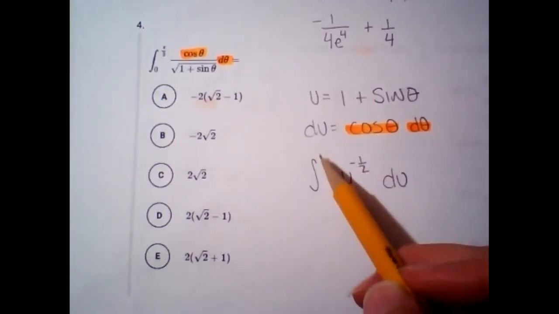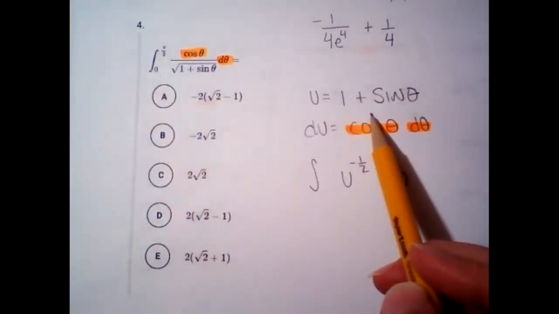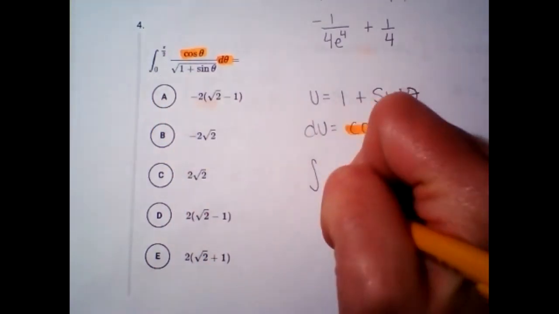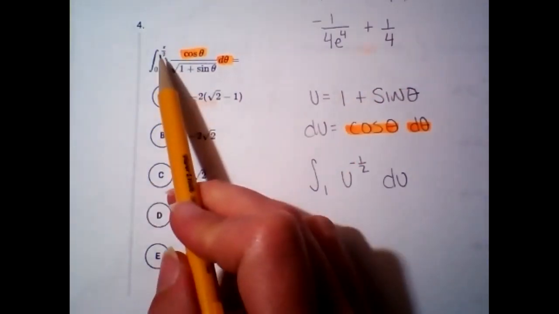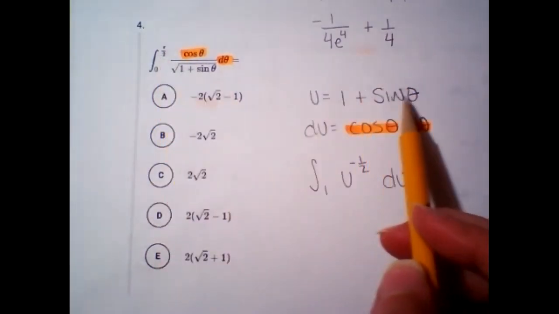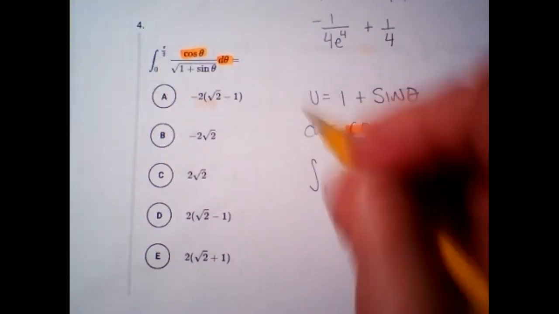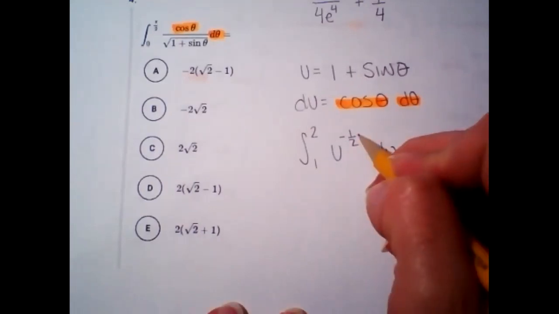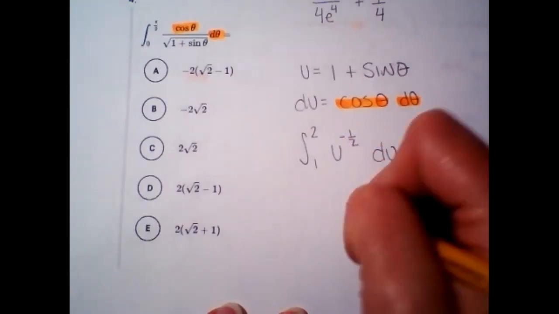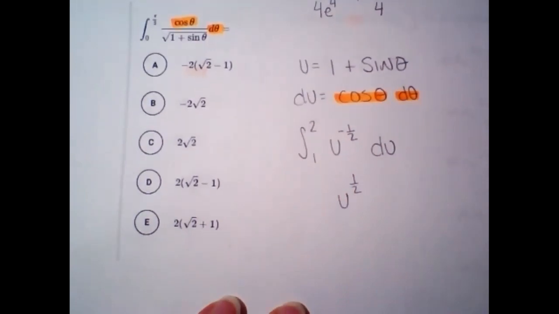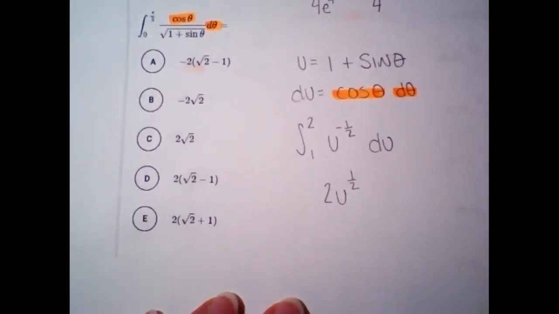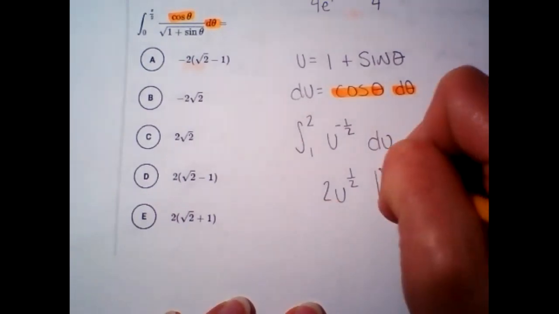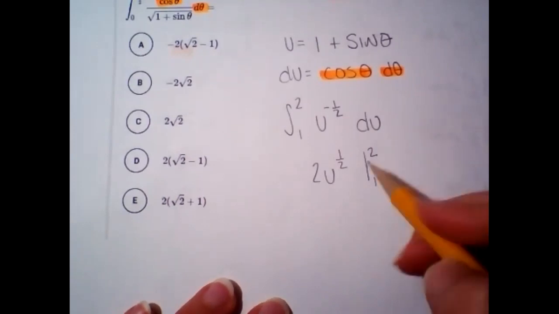And then I just need to adjust the boundaries. So if I plug in 0, sine of 0 is 0, plus 1 will give me 1. And if I plug in pi over 2, sine of pi over 2 will be 1, plus 1 is 2. So then the antiderivative, I'm going to add 1 to this power, so it'll now be a positive 1/2. And then dividing by a half is the same as multiplying by 2. So I'm going to have a 2 out front and evaluate from 1 to 2.